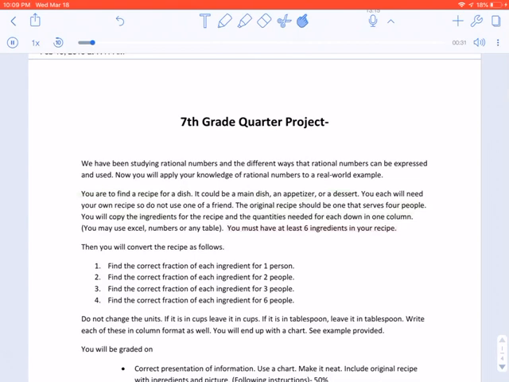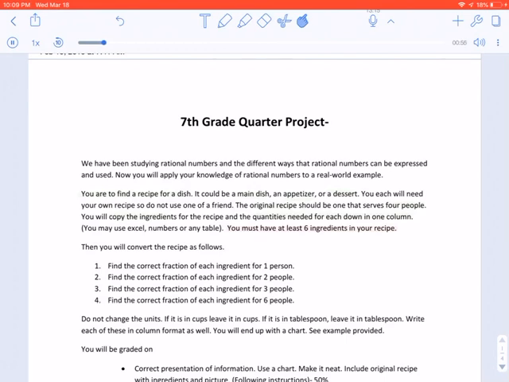I'm going to go ahead and start off by reading the instructions, and I'm going to be telling you to move from slide 1 to slide 2 back and forth, and as I go I'm going to be highlighting so that you can see where I'm at. So we have been studying rational numbers and the different ways that rational numbers can be expressed and used. Now you will apply your knowledge of rational numbers to a real world example.